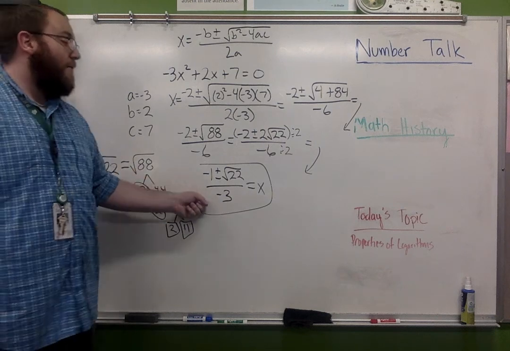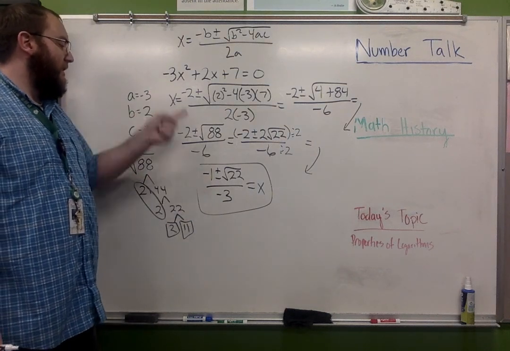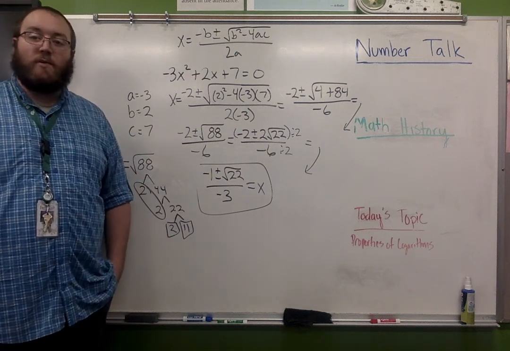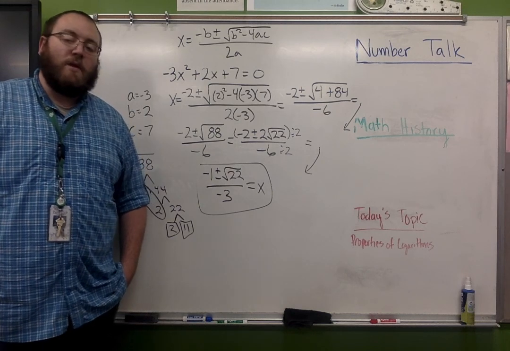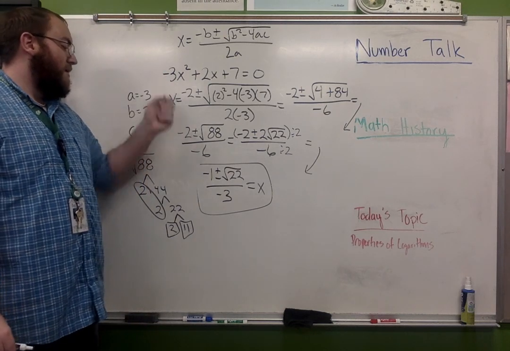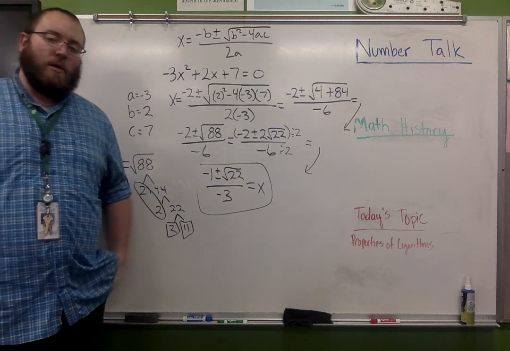Now you can see why we couldn't factor. How the heck are you going to factor this to get that without just knowing you need the square root of 22? You can't. Right? And that's why we need the quadratic formula. Because sometimes things aren't nice. Right? They're not nice integers or rational numbers.